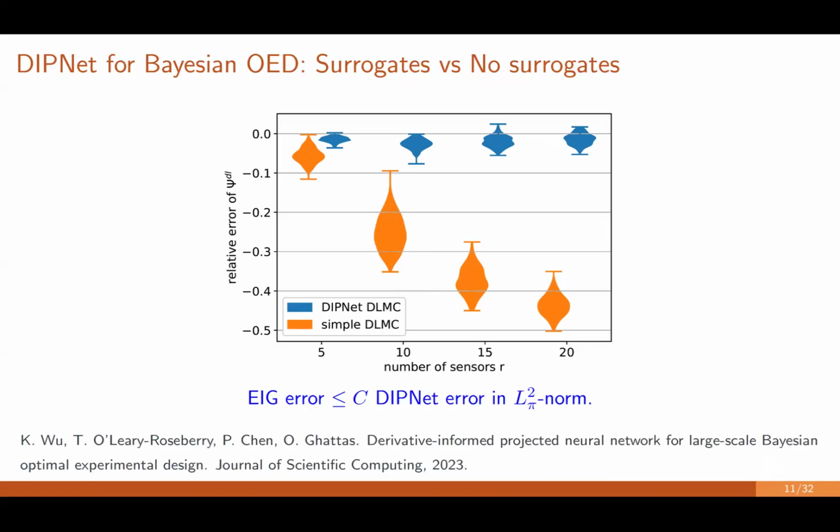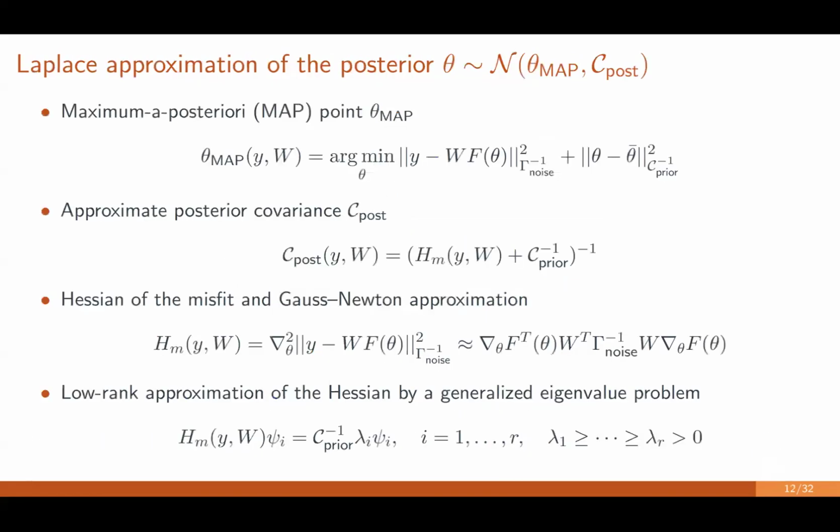It's quite simple. What you do is directly apply this input-output map in the evaluation of the double loop Monte Carlo, or in the evaluation of the observable, right? And then there is another class of approach which is based on the Laplace approximation.